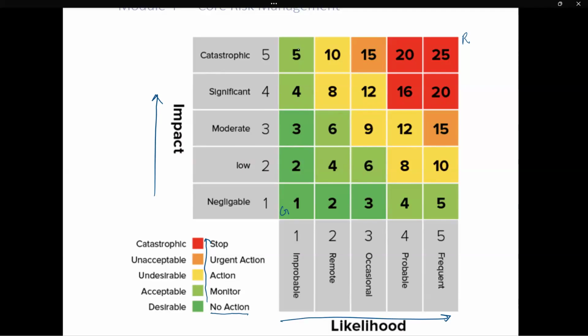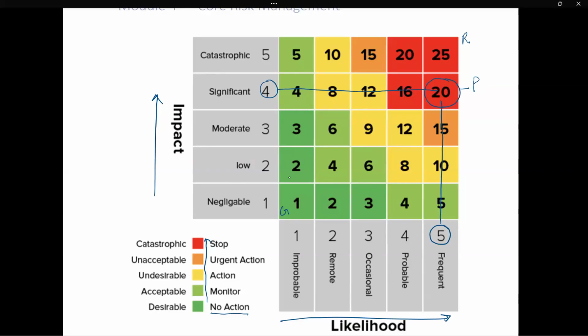Okay. So if I take the example of a phishing email, the likelihood might be frequent and the impact might be significant. So if you put a line intersecting both the axes, you are going to find this number 20. So this number is for phishing. So phishing has a high risk.